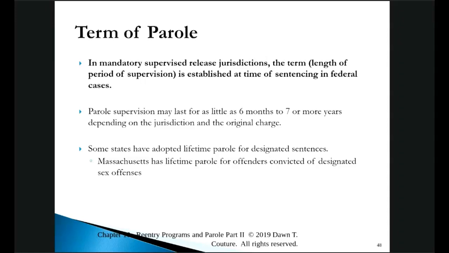We used to have lifetime parole in Massachusetts for certain sex offenders, and the Massachusetts Supreme Judicial Court ruled that that was unconstitutional under our state constitution. So there is no longer lifetime parole for sex offenders. There are other pretty draconian measures; lifetime parole is one of them.